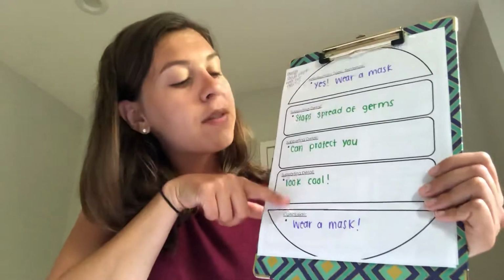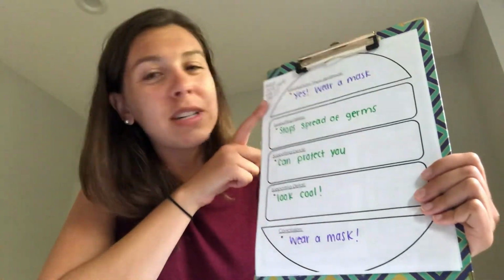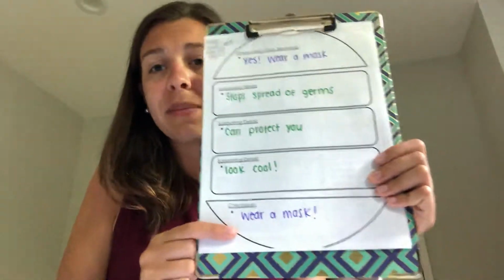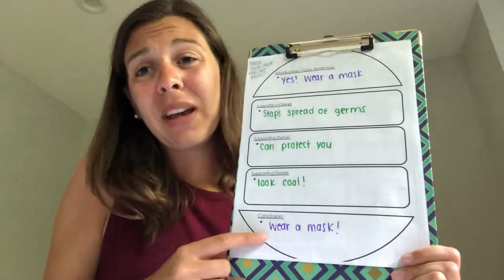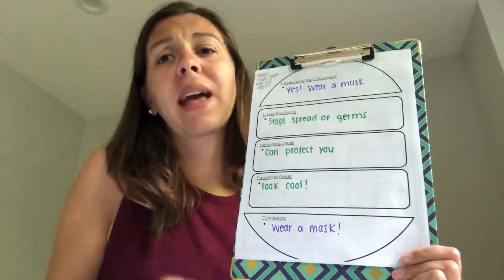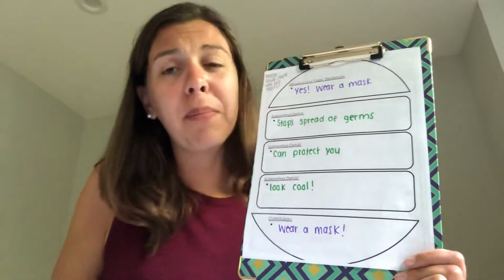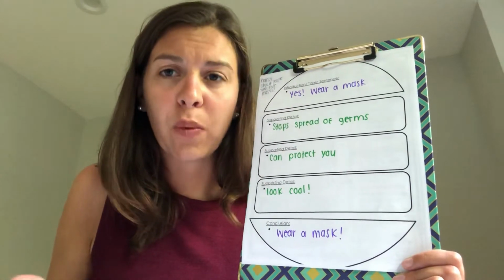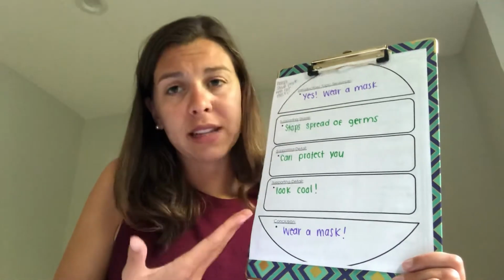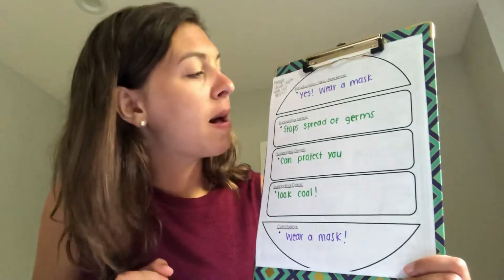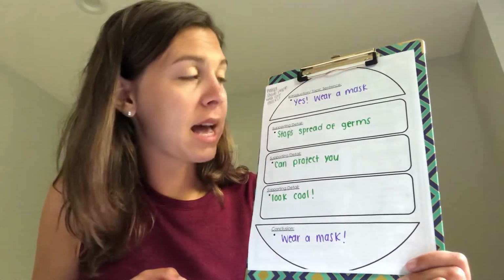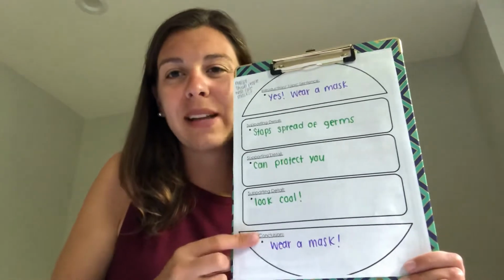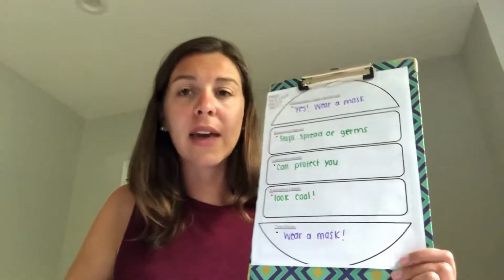So we're going to have our bottom bun be very similar to our top bun. So up here I said, yes, wear a mask. And down here I'm saying, wear a mask. And I might add more details about the reasons I said above. I might say, as you can see, it's clear that we should wear a mask for lots of reasons, or there's lots of different ways that we can say it, but we want to make sure that it matches our top bun. So let's go ahead and do this together.